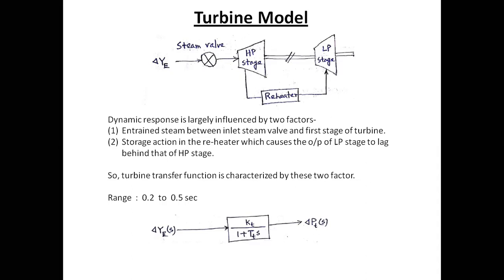So in my next class, we are going to discuss the generator model. In the generator model, the output of the turbine is the input to the generator. And here, for zero generator loss, we consider PGS to be equal to PTS. I'll discuss this later in my next class. So that's all for this lecture. Thank you.